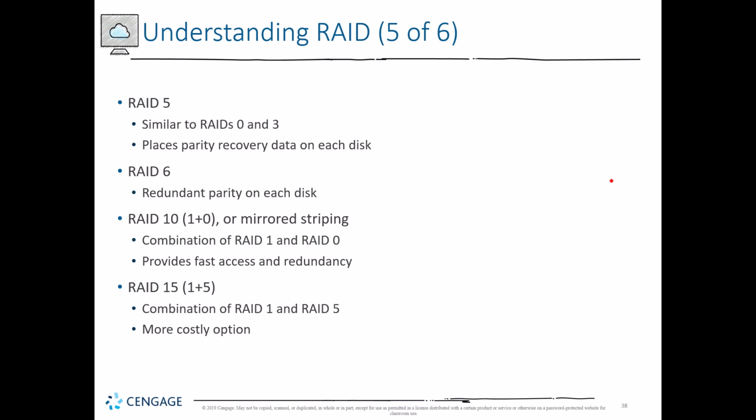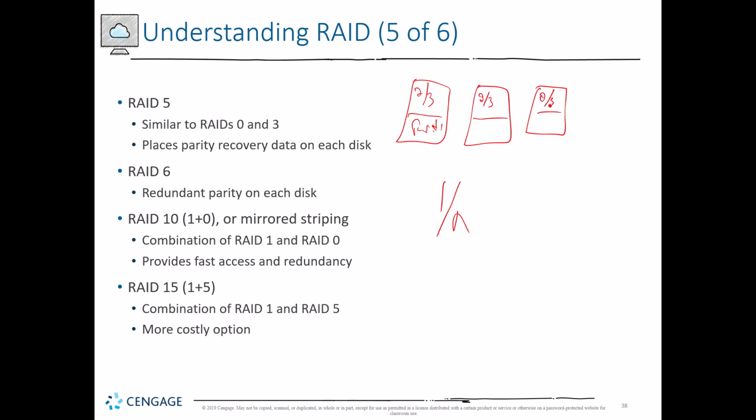RAID 5 basically allows a parity, so we have to have a minimum of 3 disks. 1 divided by n, where n is the number of disks, is set aside for parity. That means 2/3 of the disk could be storage. If one drive fails, the parity on the other 2 drives can rebuild a single failed drive. That's RAID 5. If 2 disks fail, you lose all your data.